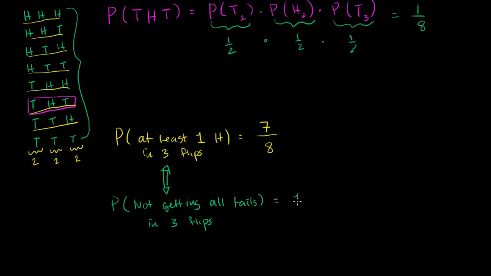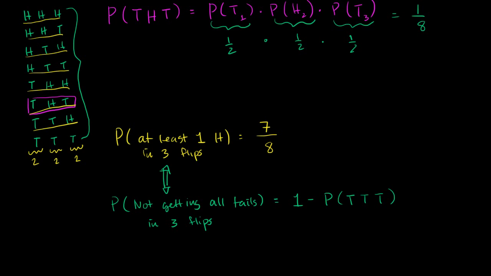So what's the probability of not getting all tails? Well, that's going to be 1 minus the probability of getting all tails. And since it's 3 flips, it's the probability of tails, tails, and tails. Because any of the other situations are going to have at least one head in them. And that's all of the other possibilities. And then this is the only other leftover possibility. If you add them together, you're going to get 1.